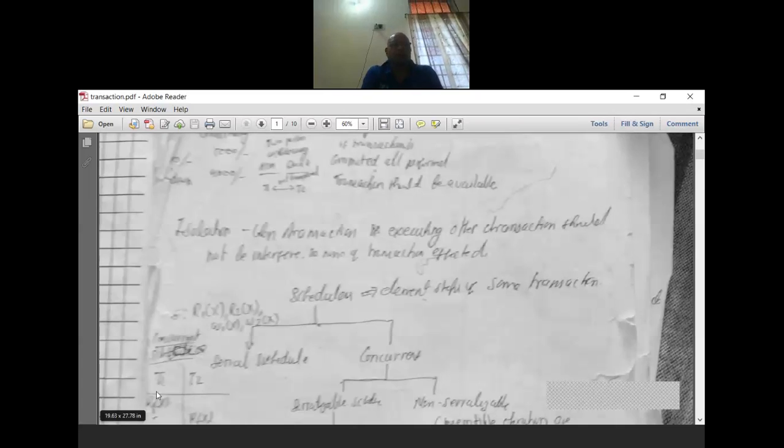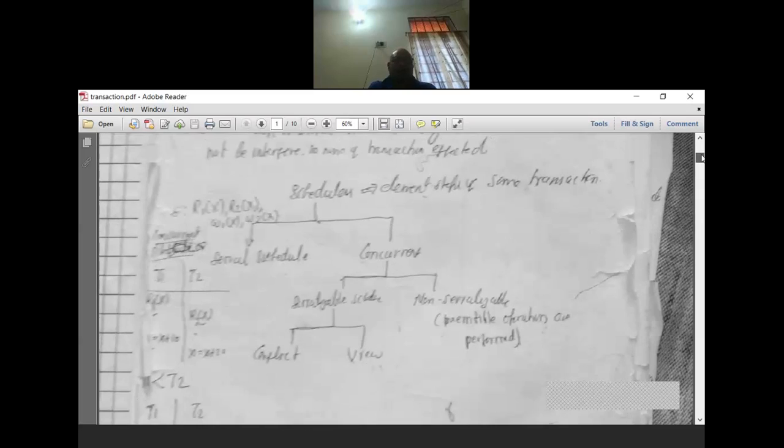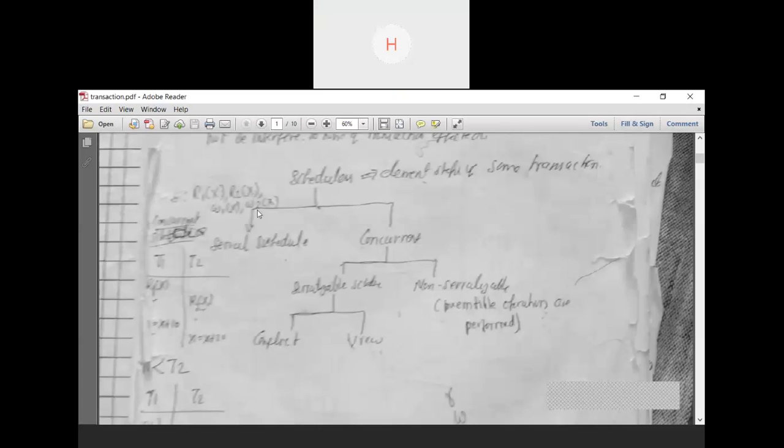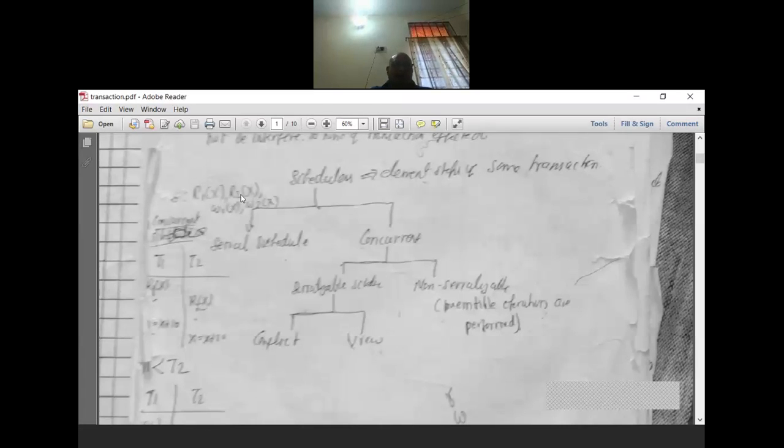Now suppose our schedule is given here: read 1x, read 2x, write 1x, and write 2x. We have to arrange this schedule according to the transaction. 1 means first transaction, 2 means second transaction. So overall, how many transactions are there? One and two. Two transactions are there.